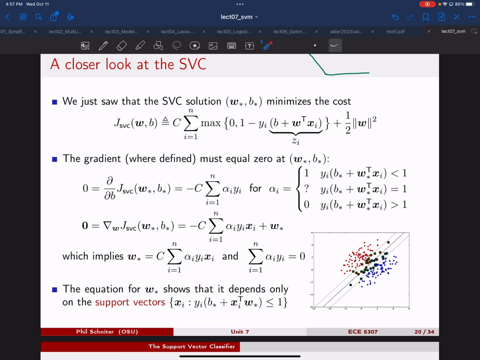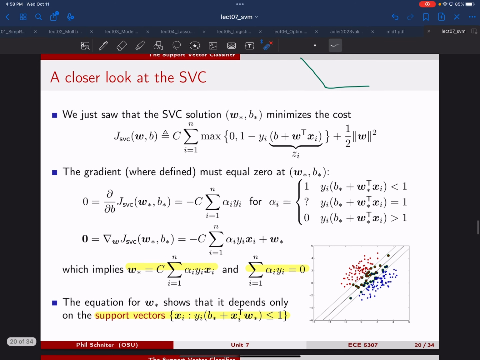So let me just highlight these two equations. These equations, we will see these come back again. So that's part of why we're doing this. And then the other part is, even though we have the question mark here, we still can say that these support vectors are going to be the xi's for which this is less than or equal to 1. Okay, so any questions on this page? Okay.